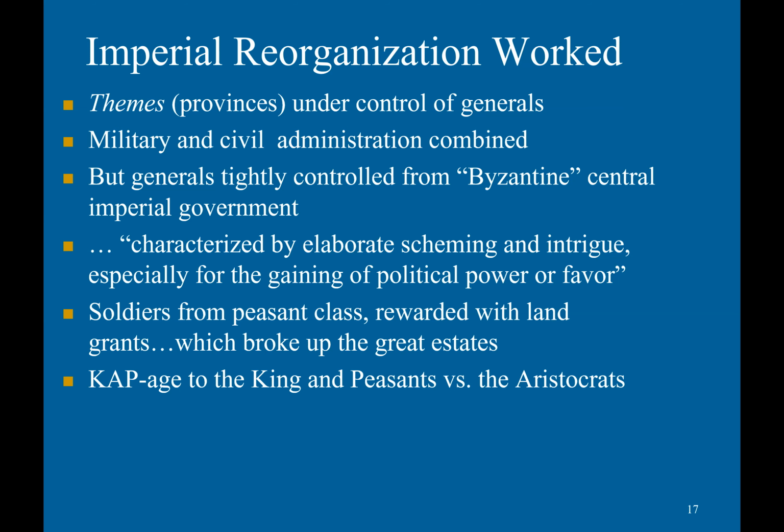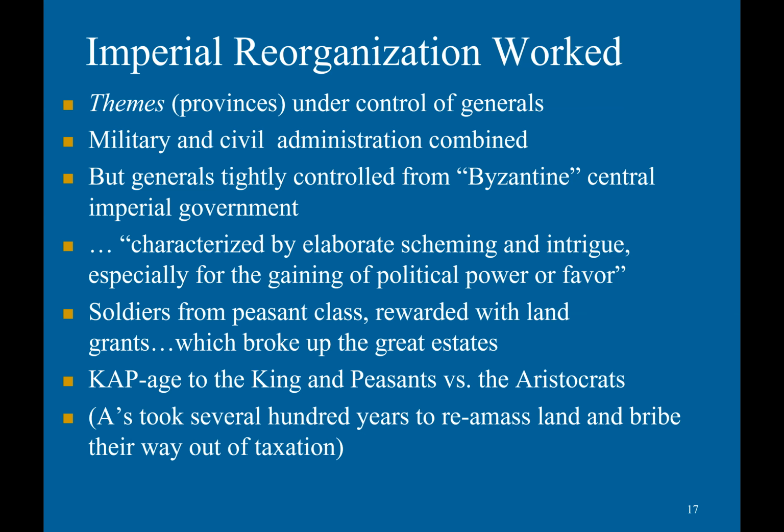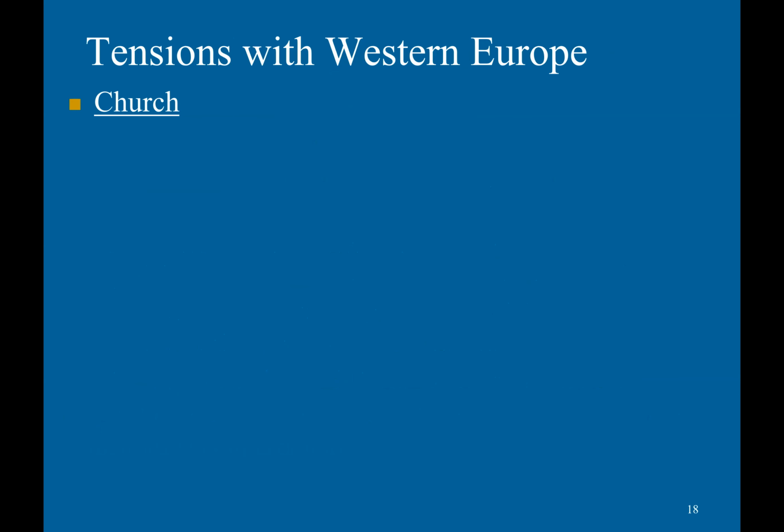To think of the relationship between the kings, aristocrats, and peasants, think of it as the kings and the peasants versus the aristocrats. However, the aristocrats managed to, after several hundred years, reamass their land and bribe their way out of taxation. This would end up crippling the Byzantine Empire because less land for peasants means fewer people to join the army, and also less taxation means that where the taxes end up falling is on the poor, and that ends up causing discontent later on.